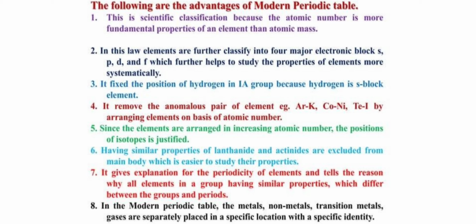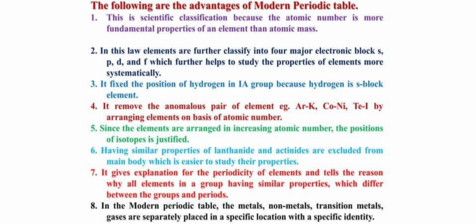It fixed the position of hydrogen in group 1A because hydrogen is an s block element. It removed the anomalous pairs of elements, argon and potassium, cobalt and nickel, by arranging elements on the basis of atomic number. Since the elements are arranged in increasing atomic number, the position of isotopes is also justified. What are the mistakes done by the previous scientists? He corrected all these demerits of Newlands and Mendeleev. He corrected it in the modern periodic table.